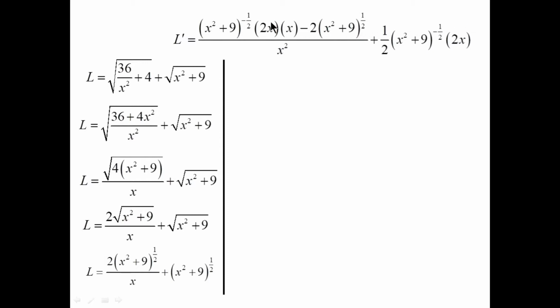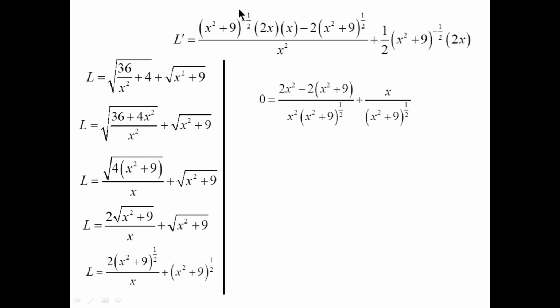Well, first let's tidy it up a bit. Let's see what we can do here. Tidying it up. Well, that's quite a leap. What did I do? There's 2 terms. What did I do to this first term? Well, first of all, I multiplied top and bottom by x squared plus 9 to the 1/2. So you can see that x squared got multiplied by x squared plus 9 to the 1/2.